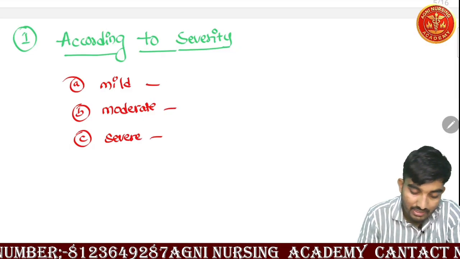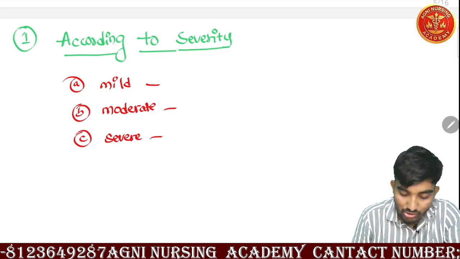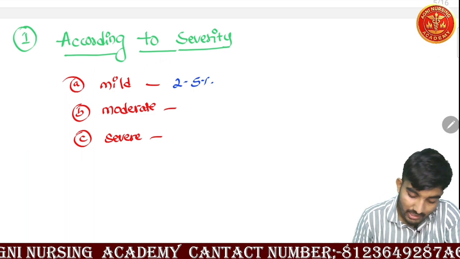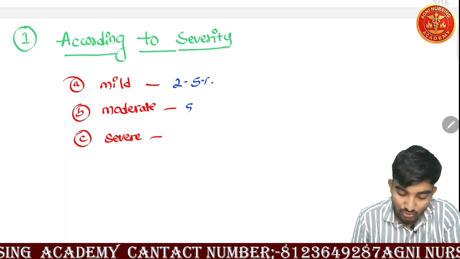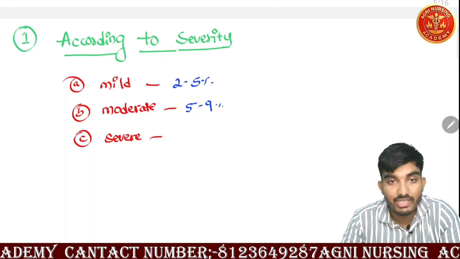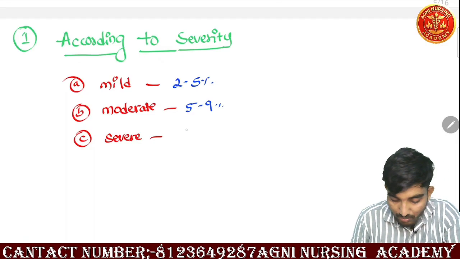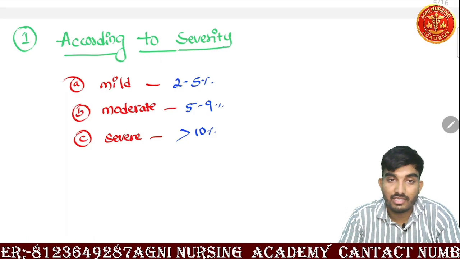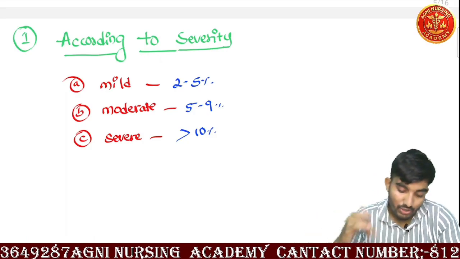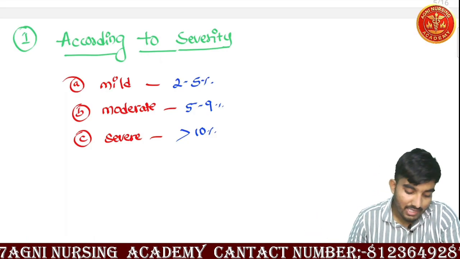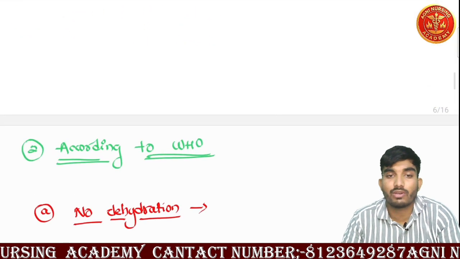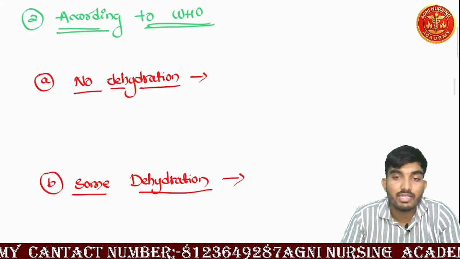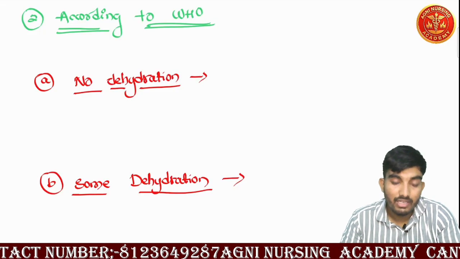If body fluid loss is 2 to 5%, then we call it mild dehydration. If body fluid loss is 5 to 9%, then we call it moderate dehydration. If more than 10% of body fluid is lost, we call it severe dehydration. This is the first type of classification. We will see the WHO classification. According to the WHO classification of dehydration, there are also three types: no dehydration, some dehydration, and severe dehydration.